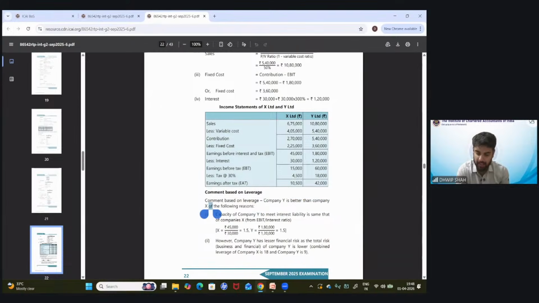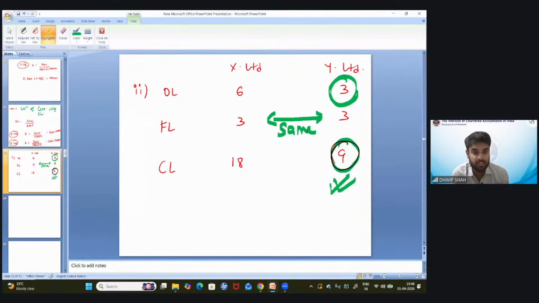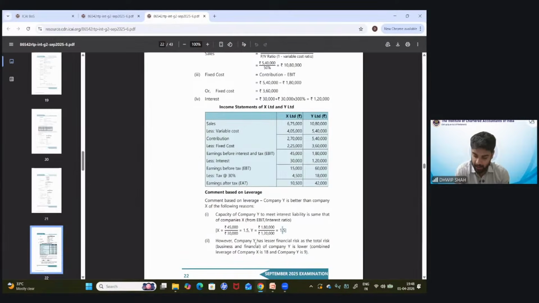Are you following everyone? So this is what they have mentioned in the solution. Company Y is better than company X based on leverage because company Y's interest coverage ratio is the same. It is the same because financial leverage is the same in both cases. So the capacity of company Y to meet its interest liability is the same as company X. X's interest coverage ratio is 1.5, Y's is 1.5, and it should come the same, because financial leverage is the same. As far as financial risk is concerned, it is the same. But however, company Y has lesser operating risk, as the total risk of company Y is lower.